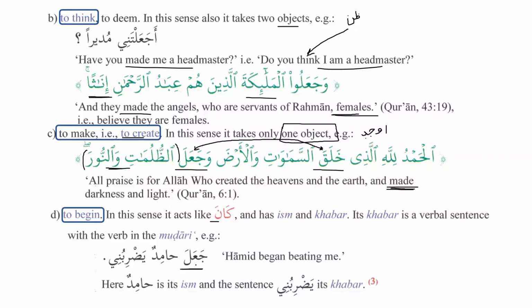So here it does not mean that the kid made something happen. It gives the meaning of to begin. Hamid began beating me. Ja'ala Hamidun yadribuni. Hamid started, or Hamid began beating me or started beating me. Here Hamid is its ism and the sentence yadribuni is the khabar, as we can see over here.